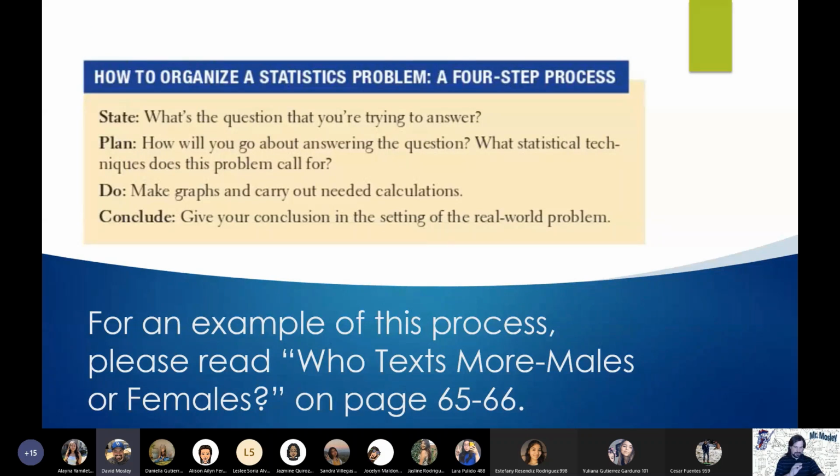So, there's an example of this state, plan, do, conclude in the textbook. It's on page 65 and finishes on page 66. It's who texts more, males or females. That would be a good thing just to read through to see how the textbook shows a full, complete process with a nicely written conclusion and all that stuff. So I wanted to show that.